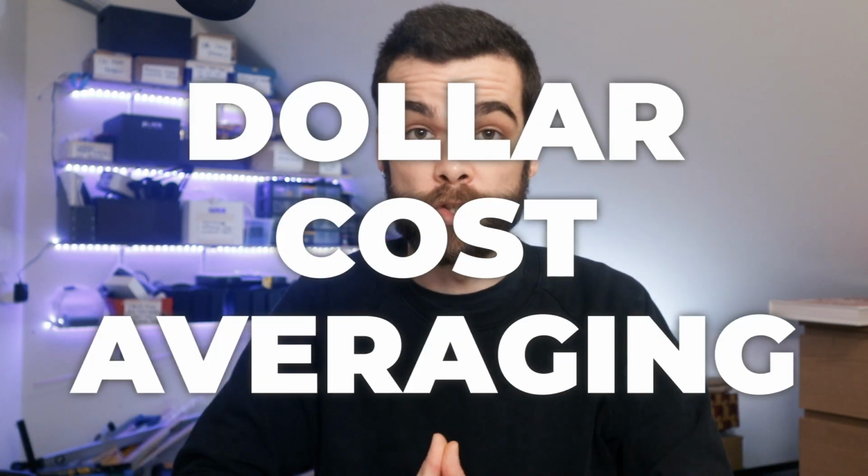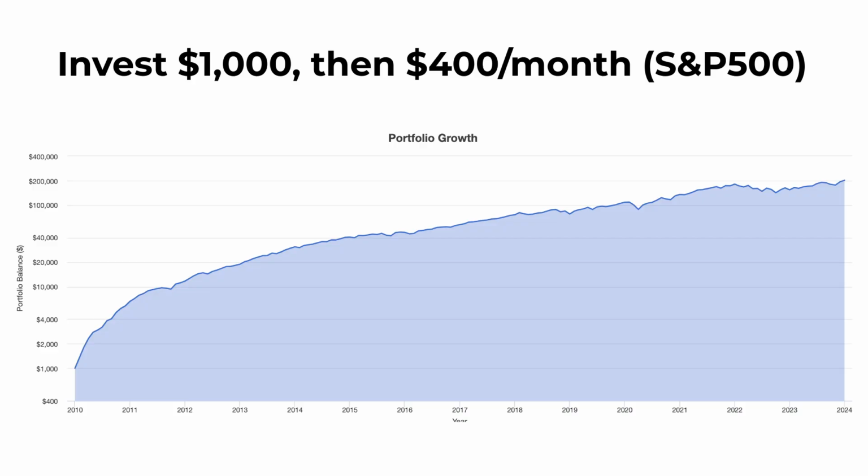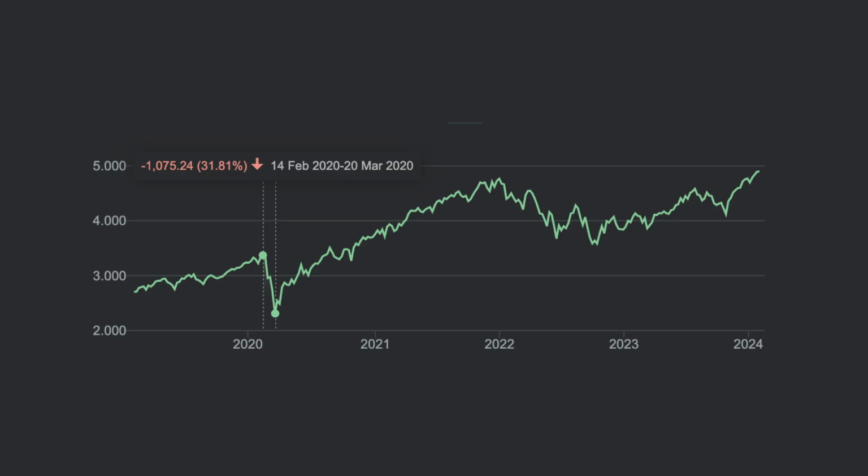One key investment strategy when it comes to long-term thinking is the dollar cost averaging approach. The dollar cost averaging approach consists of investing the same fixed amount regularly regardless of how the economy is performing. If you had started with $1,000 and invested $400 every month from 2010 to right now, your portfolio would have only lost 18% of its value during the peak of the pandemic, while the S&P 500 lost more than 30%. That's the power of long-term thinking right there.